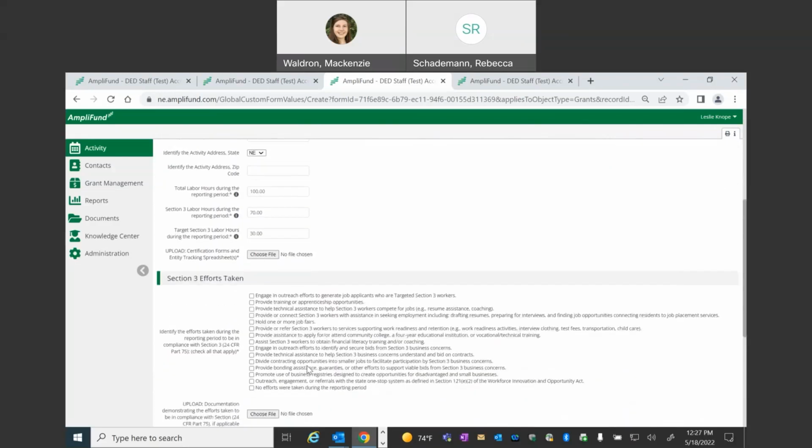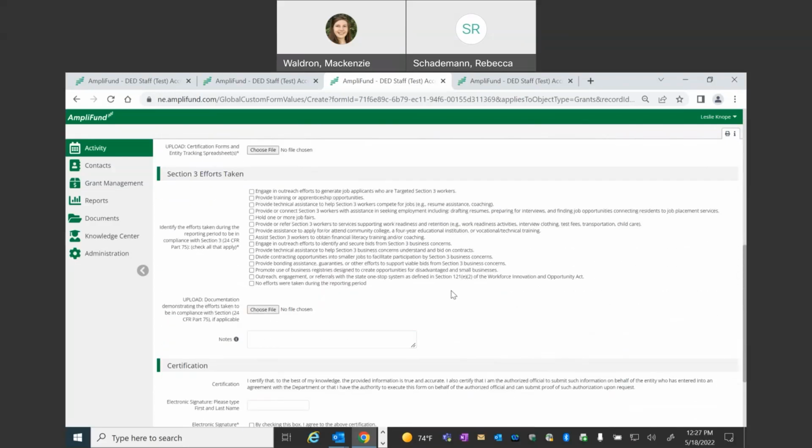Next up, we'll go into the Section 3 efforts taken. These are all listed from the regulation. So please identify if the subrecipient or developer took any of these steps to do outreach for Section 3 or targeted Section 3 workers. There could be a moment where no efforts were taken during the reporting period, so we do have a checkbox for you. This is a required field, so you do need to select at least one.